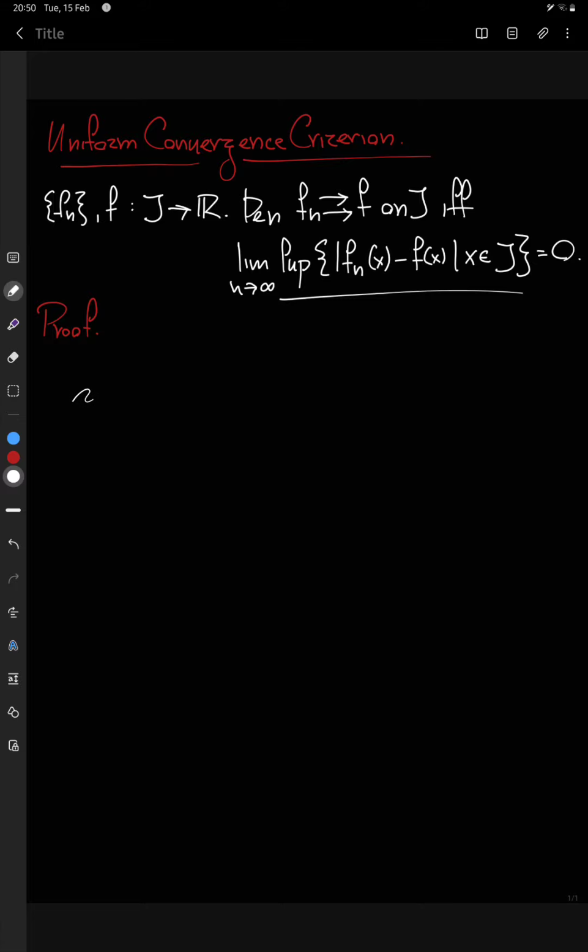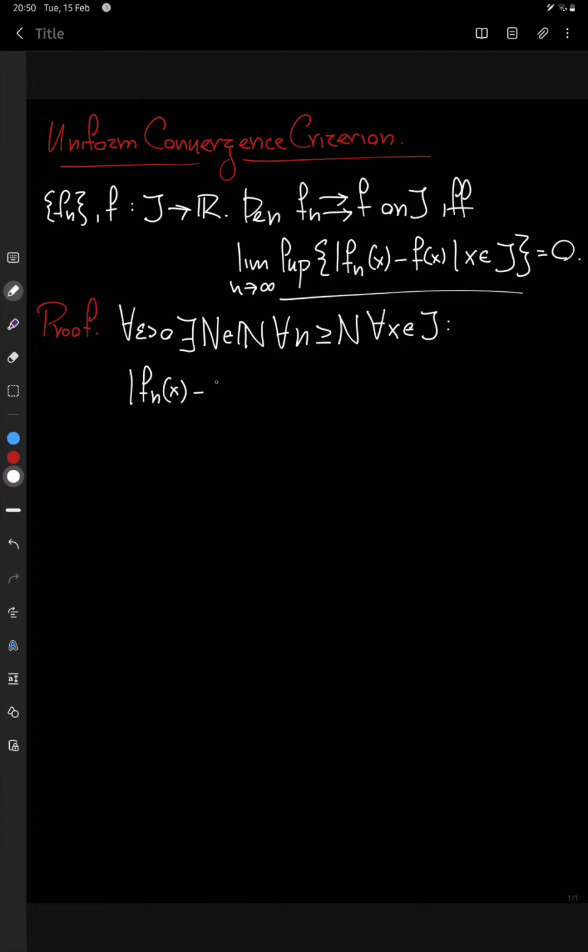By definition, if f_n converge uniformly to f, this means that for all epsilon greater than 0, there exists some capital N natural, for all n greater or equal to capital N, for all x from J, such that |f_n(x) - f(x)| is smaller or equal to epsilon. This is nothing more, of course, than the very definition of a uniform convergence. But we can observe that this is actually equivalent to the following expression.